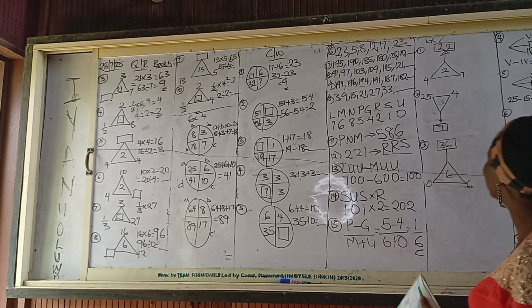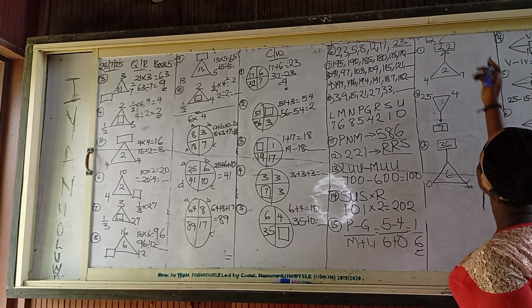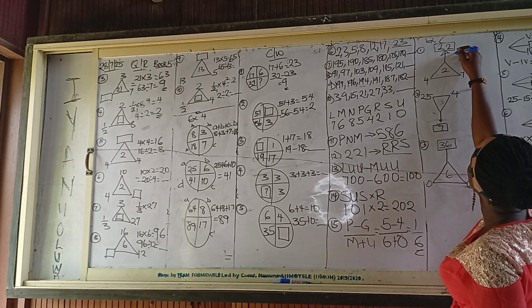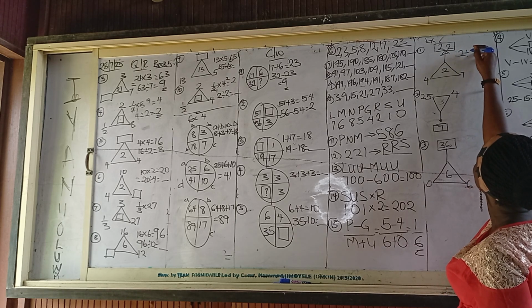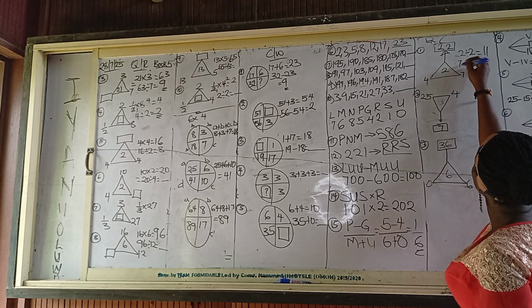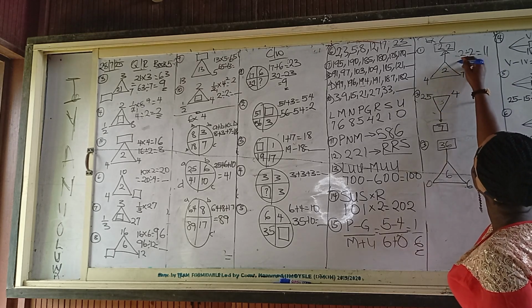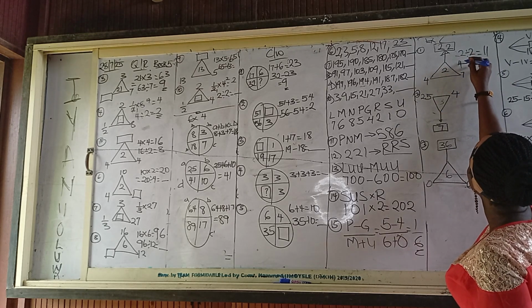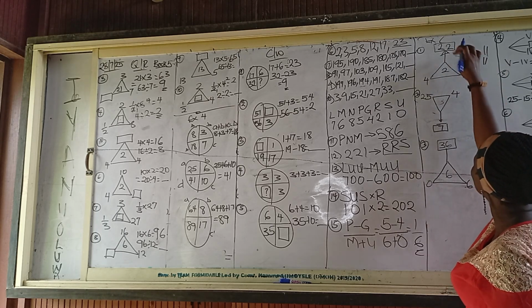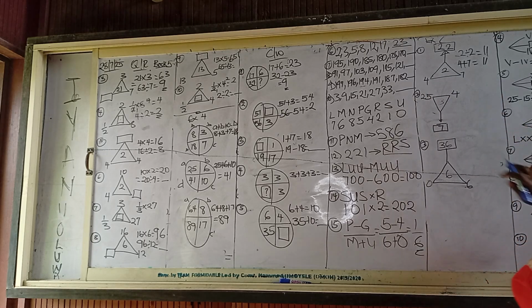Let's see how they got their different numbers. So we have this in our example. Let's use 22 divided by 2, which gives you what? 11. 4 plus 7 is equal to 11. So we are using this to divide this to get the addition of this.